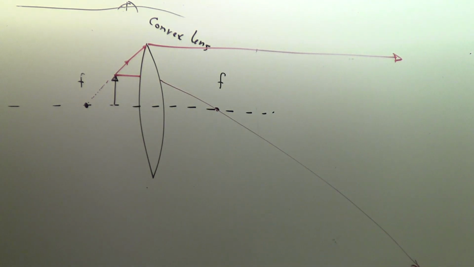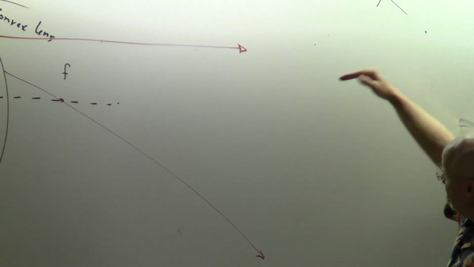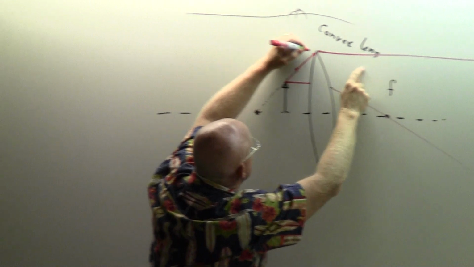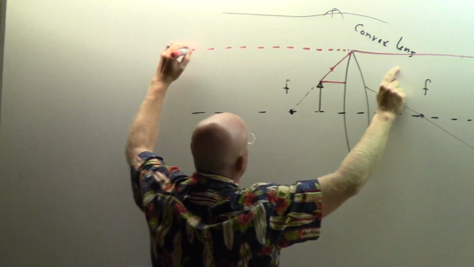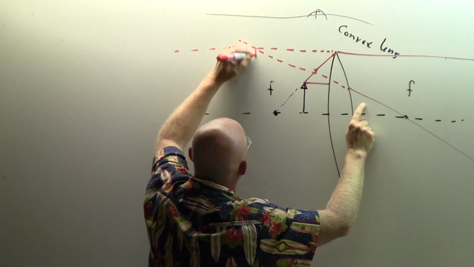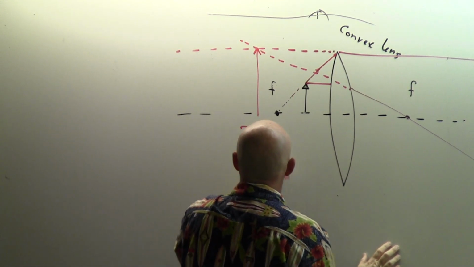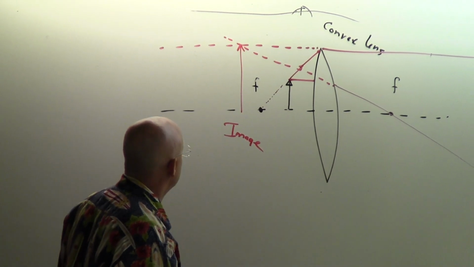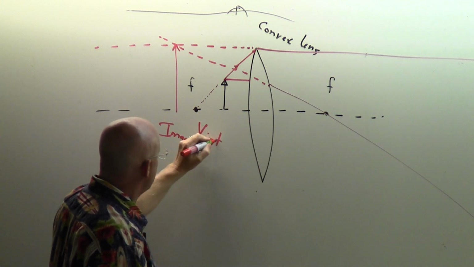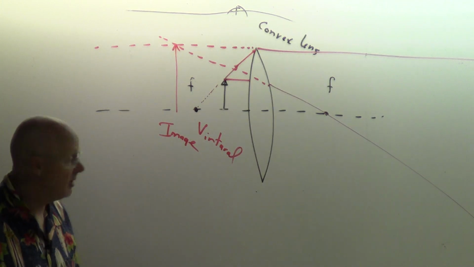And so somebody standing over here would say, all right, this beam goes into my left eye, this beam goes into my right eye, where do they appear to be coming from? And if you trace this ray back, it appears to be coming from here. If you trace this ray back, it appears to be coming from here. And so there is your image. And since the light really didn't come from there, this would be called a virtual image.